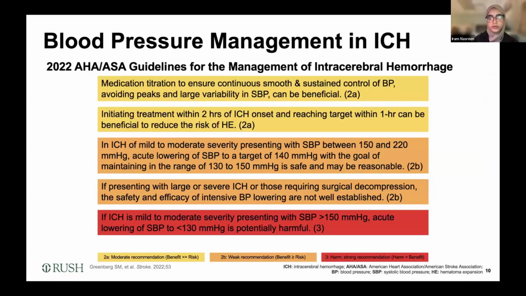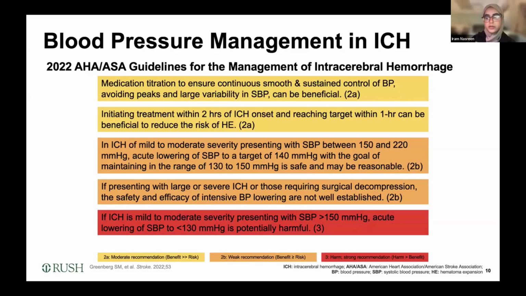And then based on the current information that we had at the time, the 2022 AHA-ASA guidelines for management of intracerebral hemorrhage made the following recommendations. You should have medication titration to ensure smooth and sustained control of blood pressure, avoiding peaks and large variability in your systolic blood pressure. And this is really based on further meta-analyses that use INTERACT-2 and ATTACH-2 and other trials that found better functional outcomes among patients with smaller standard deviations in their blood pressure readings, suggesting that less variability improves outcomes for patients. Initiating treatment within 2 hours of ICH onset and reaching target within 1 hour can be beneficial to reduce the risk of hematoma expansion, which makes sense if the risk of expansion is early on.